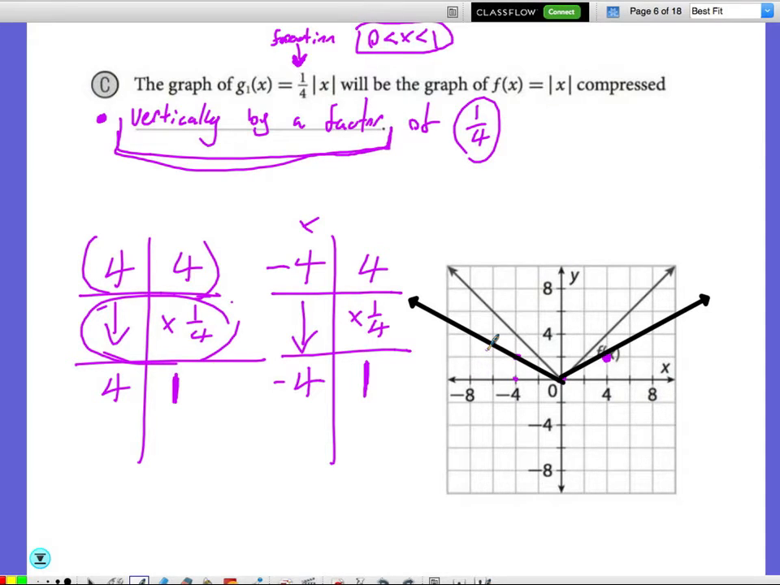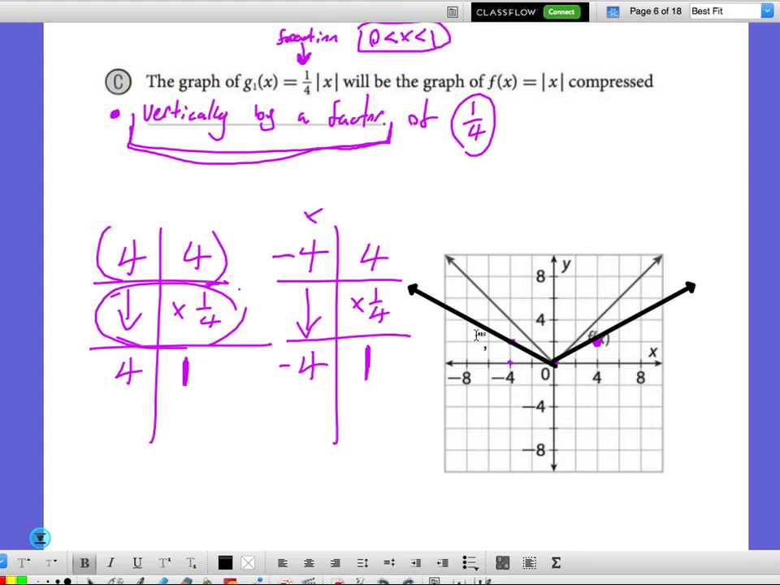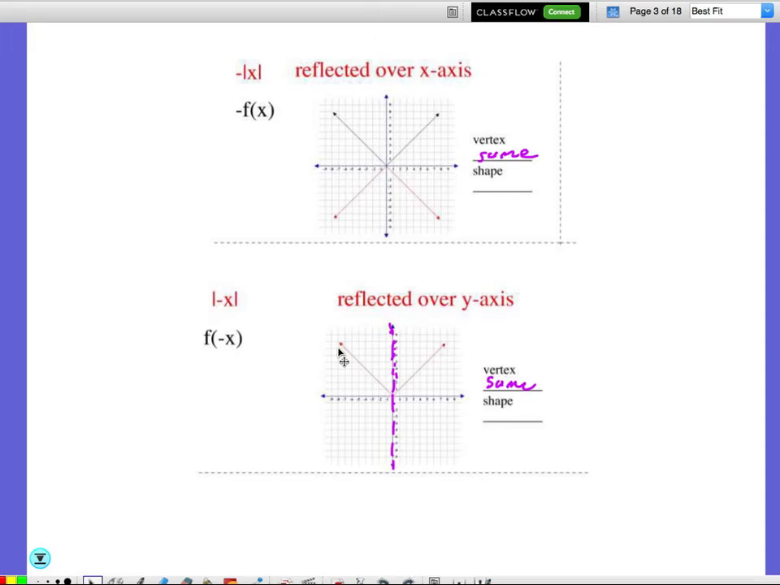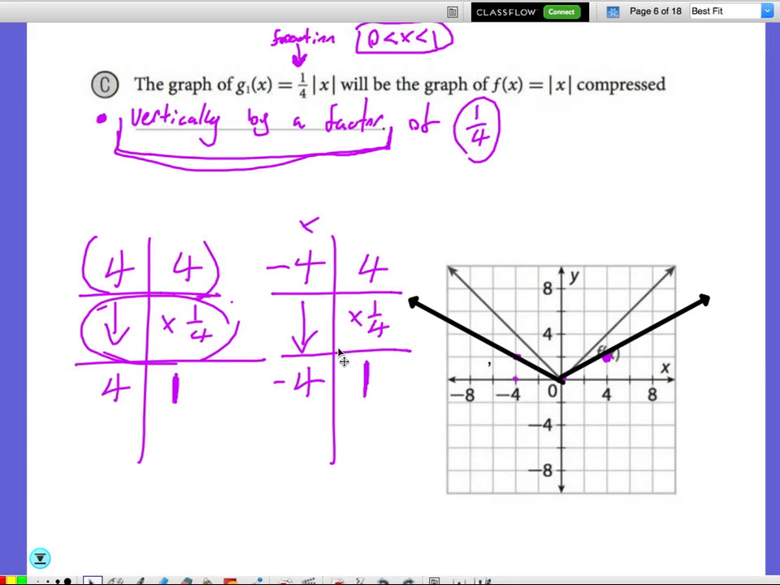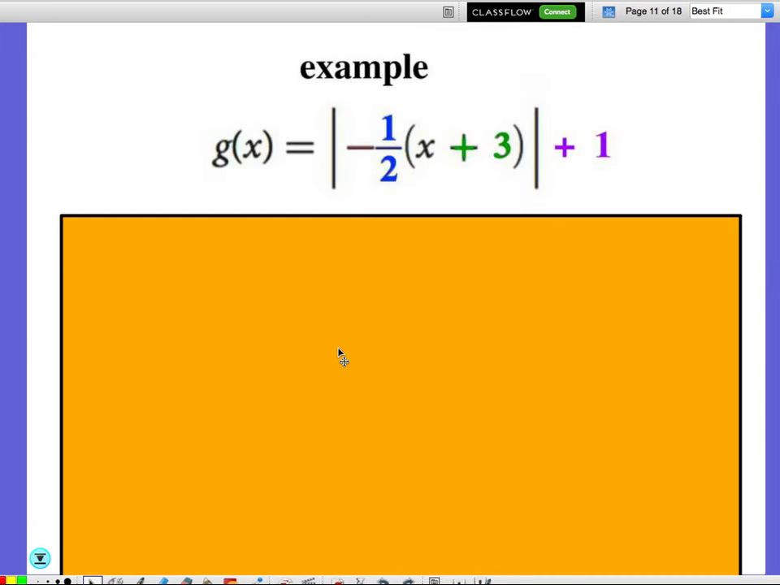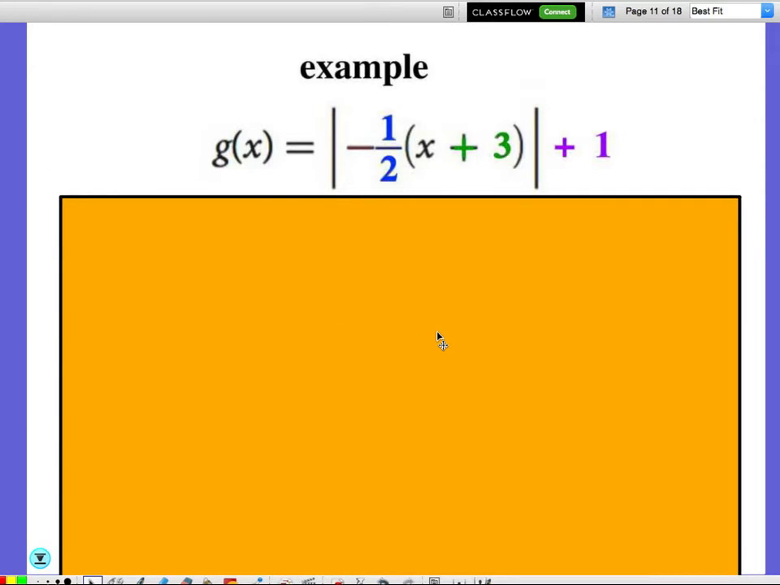So that's how we're going to use this table and these notes right here to find the transformations of our functions and to be able to graph it. So let's take a look at this example right here. Notice that here we have not just one transformation, we have many different transformations.